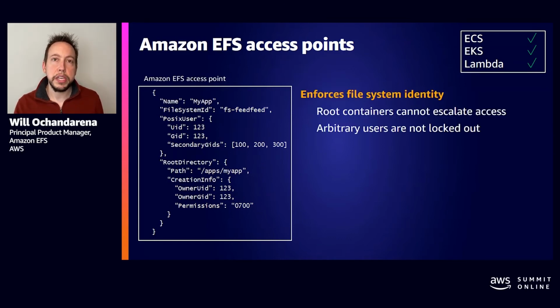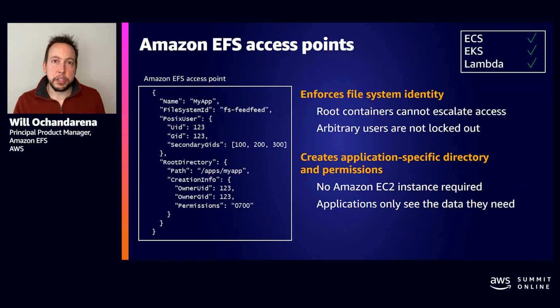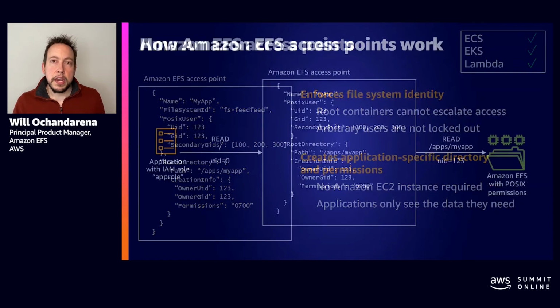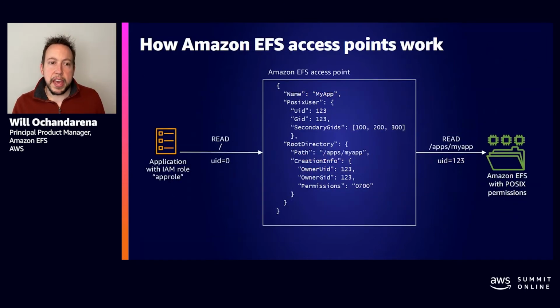So again, there's two key benefits of using this. One is to enforce file system identities, so you don't have to trust the identity of whatever was built into a container. And two is to create application-specific directories so that you can effectively share file systems between applications. Now we can see this in action. So that same application that was built to run as root is now doing file system operations. But since it connected through an access point, those operations are actually being done as user ID 123. So it has a predictable experience.